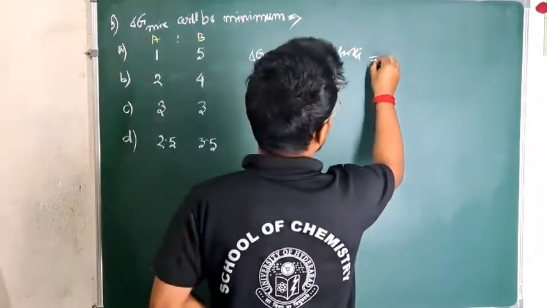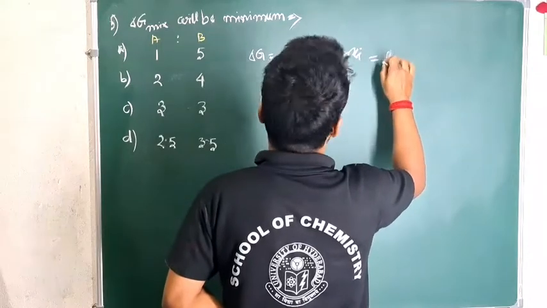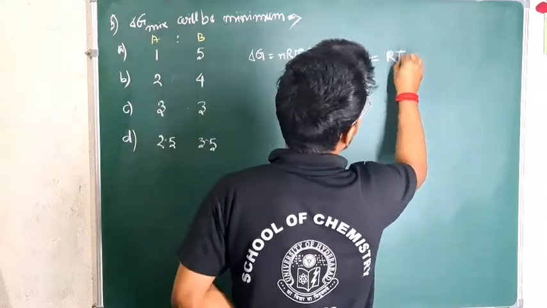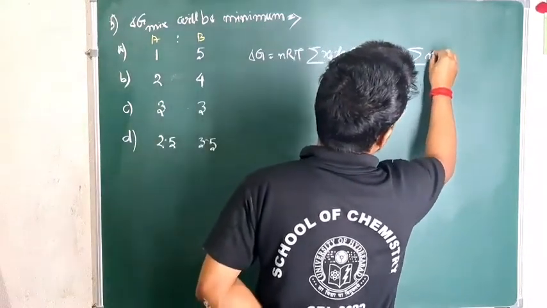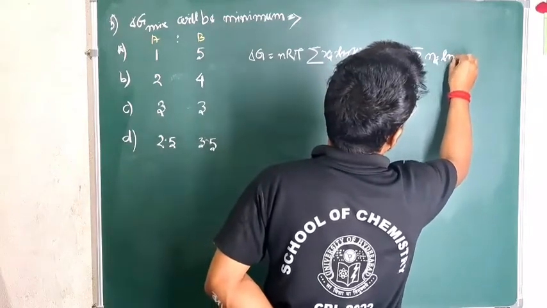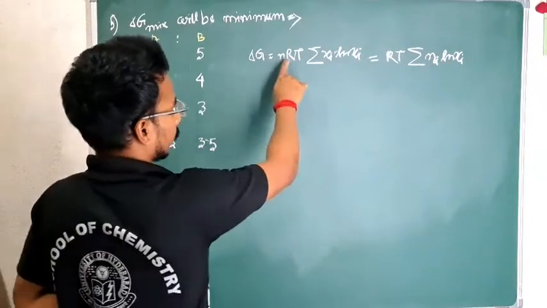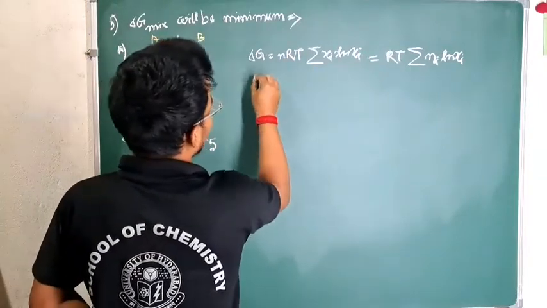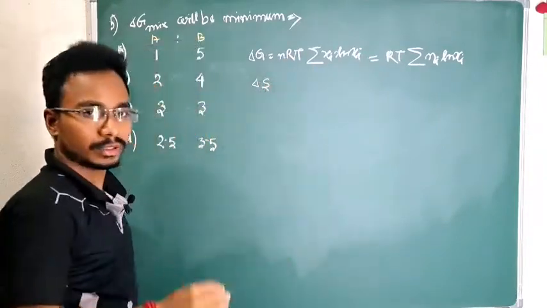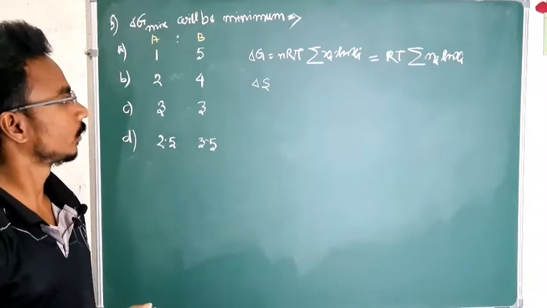Sometimes people write it like this: RT summation of ni. We can write like that if we enter this into that. And parallelly, remembering the other equation will help you.